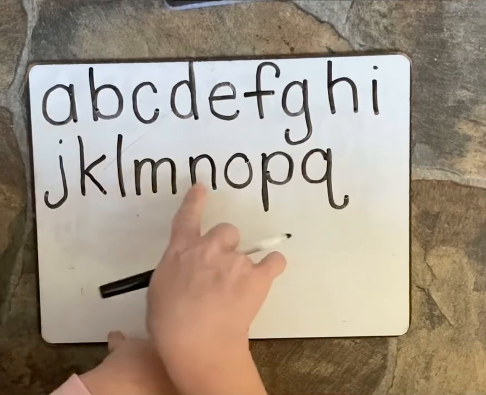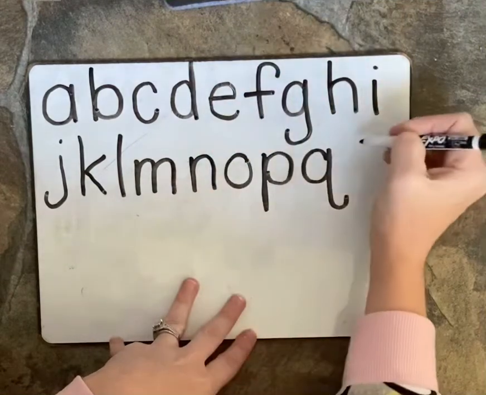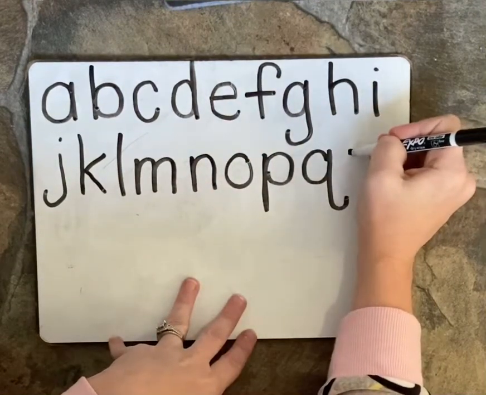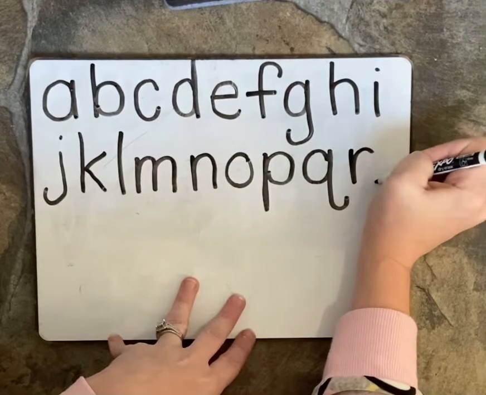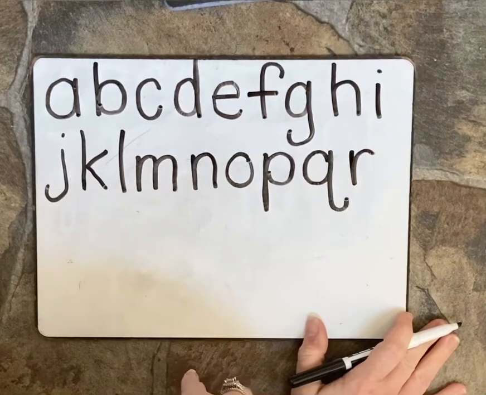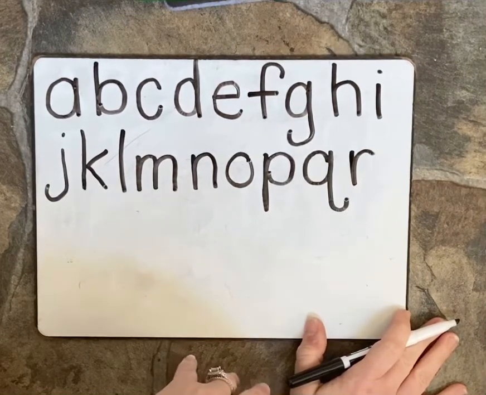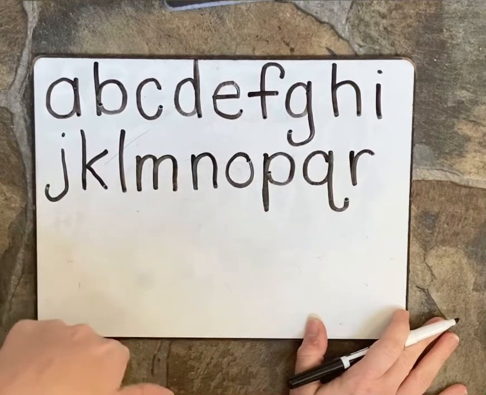R, and that looks similar to an N. If you can write an N, you can write an R. So you're going to start the same way. Down, up, and over. You just don't go all the way down. You just go over a little bit. And there is your lowercase r. All right, so it looks like I ran out of room. I'm going to have to go to my next line.